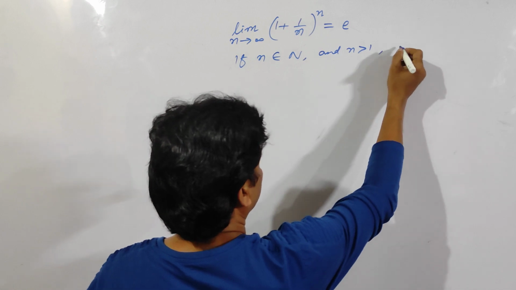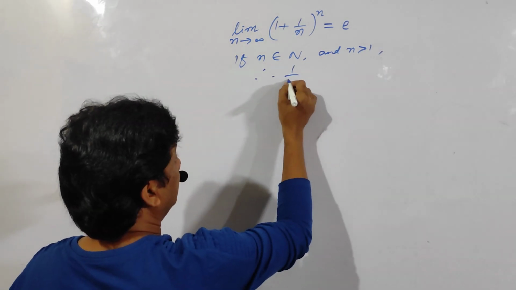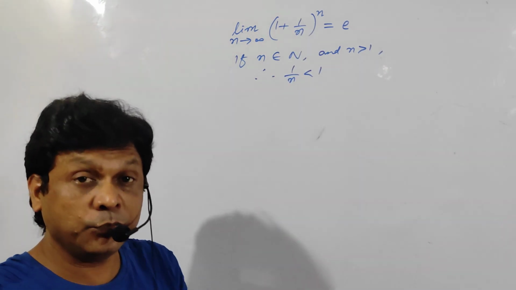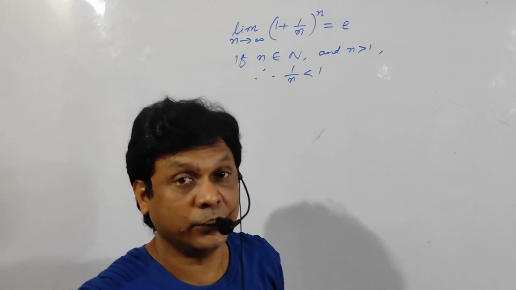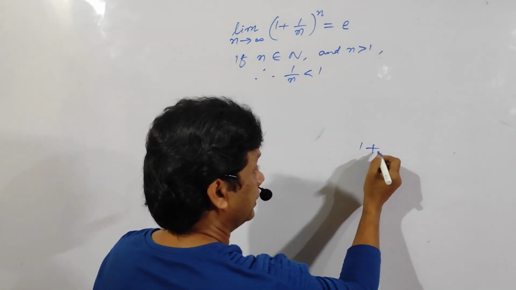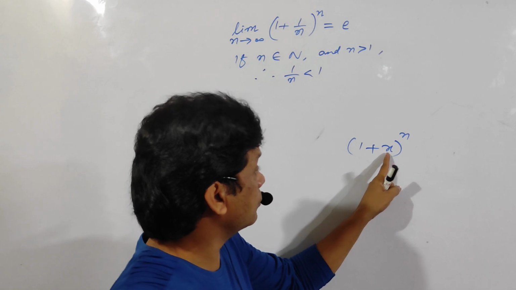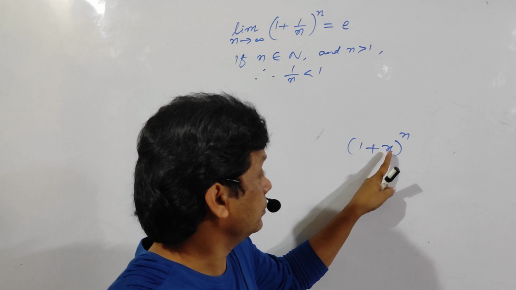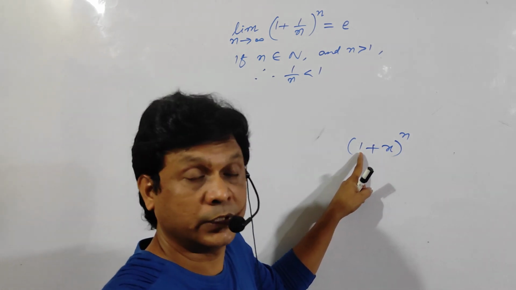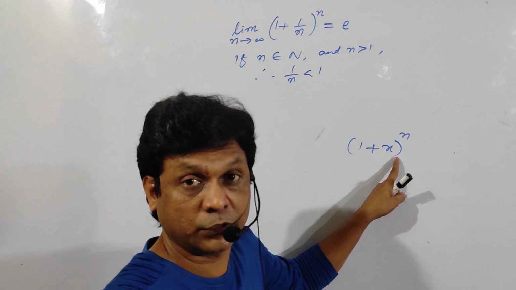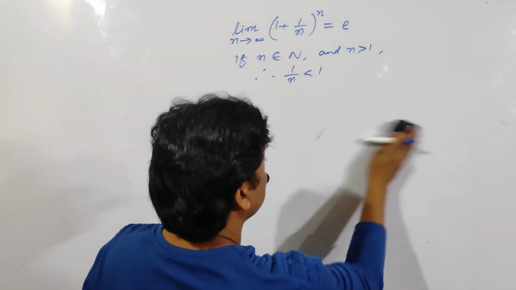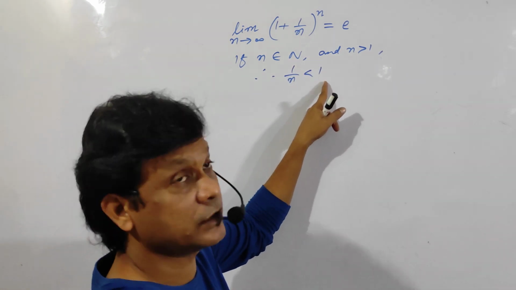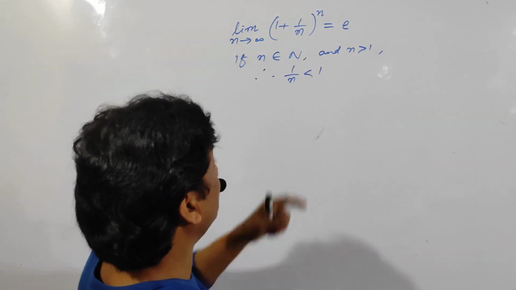So therefore 1 by n will be automatically less than 1. And if 1 by n is less than 1, then you can use the binomial theorem: (1 plus x) to the power n, where mod x should be less than 1. There is a strict condition for the binomial theorem: you should take the value of x less than 1. Then only you can apply it. So if n is a natural number greater than 1, then 1 by n is less than 1, and you can use the binomial theorem.